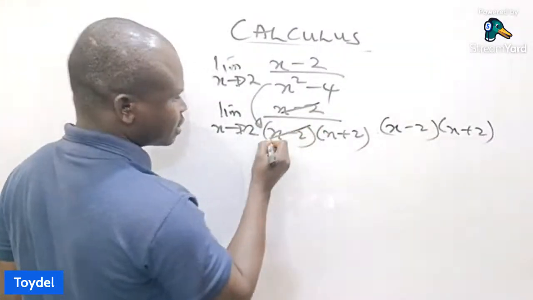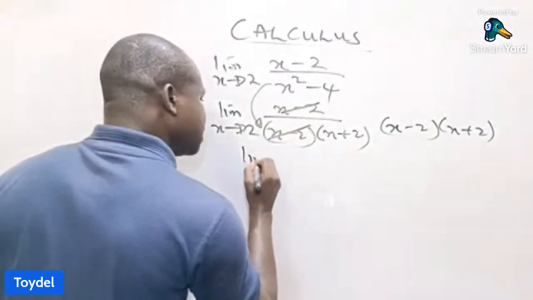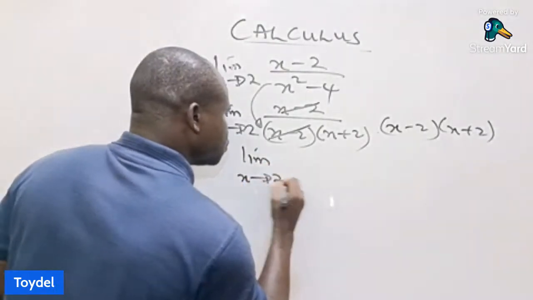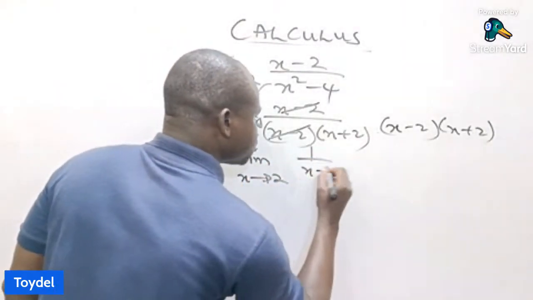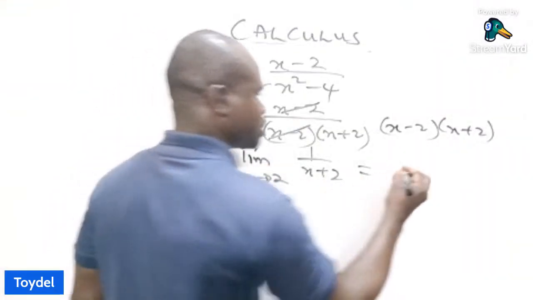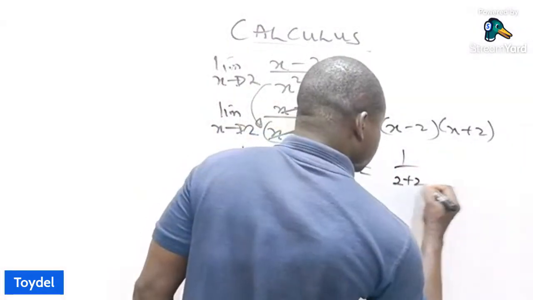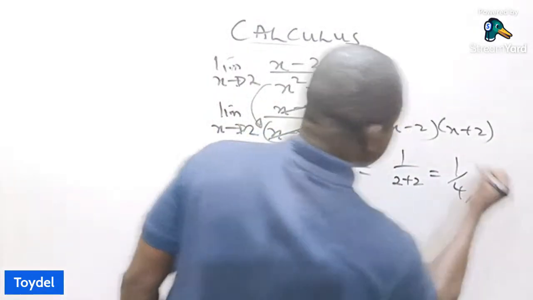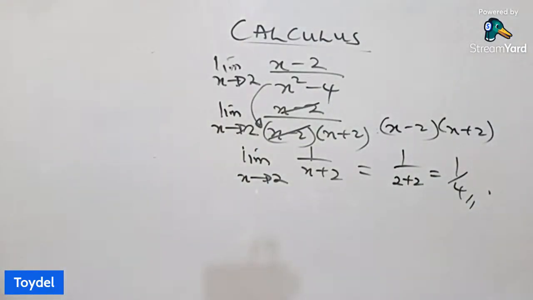X minus 2 can cancel x minus 2. At the end of the day, you have limit as x tends to 2 of 1 over x plus 2. And of course, by the time you substitute x equal to 2, limit will not be there again. Just say 1 over 2 plus 2, and that will be 1 over 4. And that will be the answer. So we will be required to pick the right answer. That is what is expected. Just do what you have on the board, then you get it.